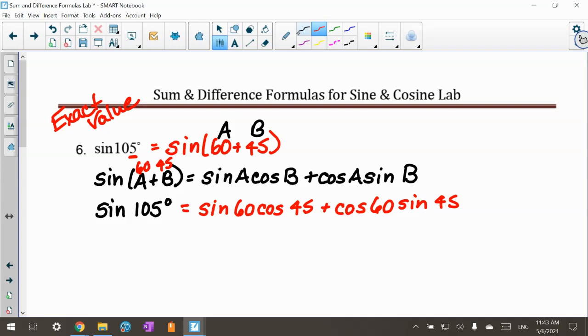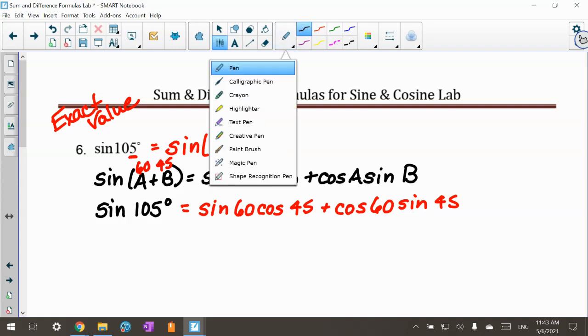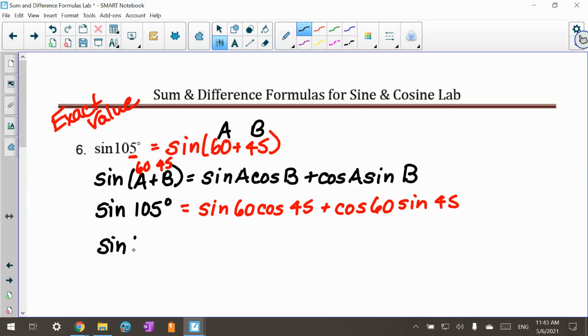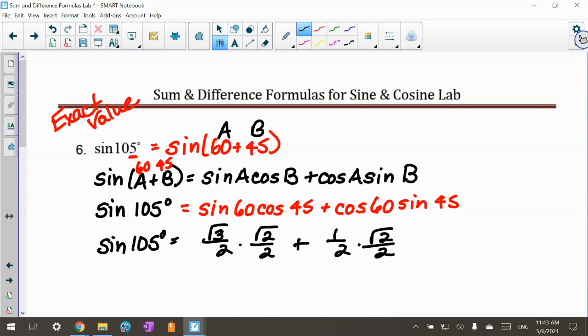And then I'm going to do the sine of 105. We're going to find the exact value, remember. The sine of 105 is the sine of 60, which is radical 3 over 2 on my table. Cosine of 45 is radical 2 over 2 plus the cosine of 60, which is a half, times the sine of 45, which is radical 2 over 2. Multiply these two. Whoops.